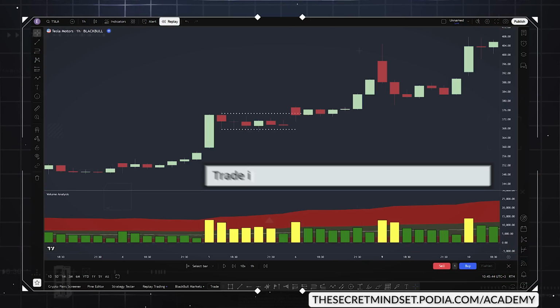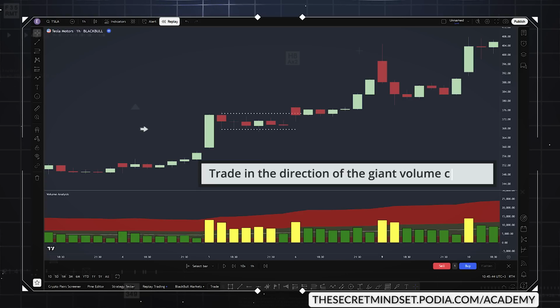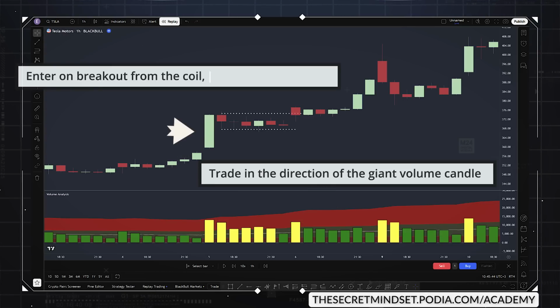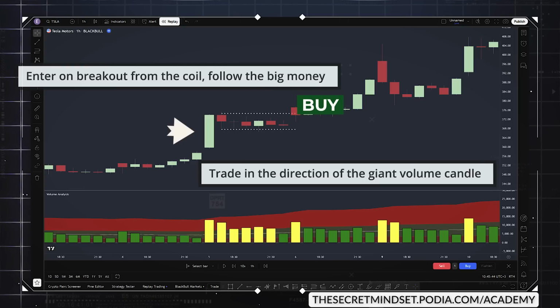The trick is watching which way to trade. The direction of the giant volume candle tells you which way the big money moved. If the climax candle is up, it means they bought in a rush. If it's down, they sold hard. After the coil, you want to trade in the same direction as the climax, because that's where the force is most likely to come back. The break from the coil is your entry. The stop goes just outside the coil. If the breakout fails, you're out quick.